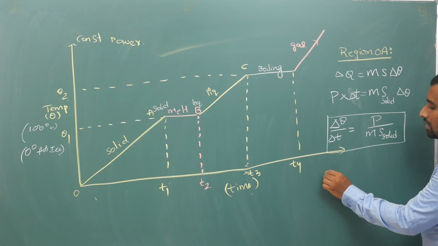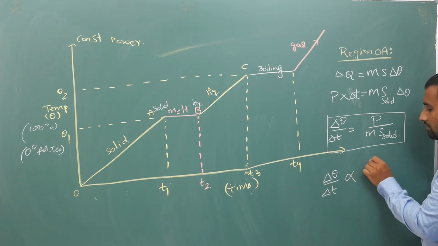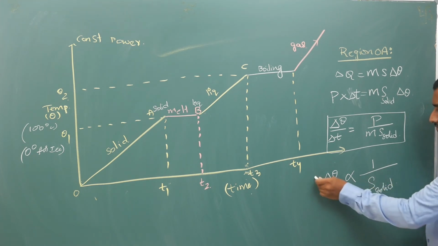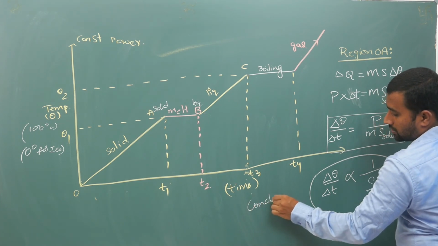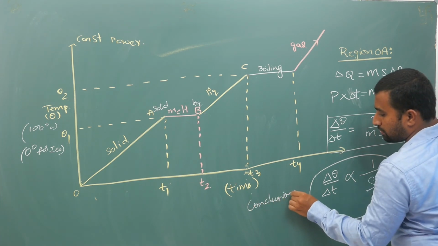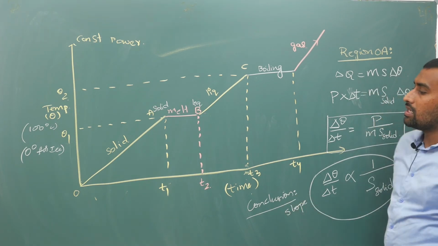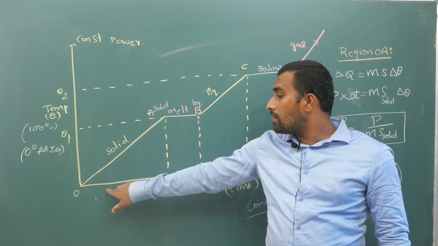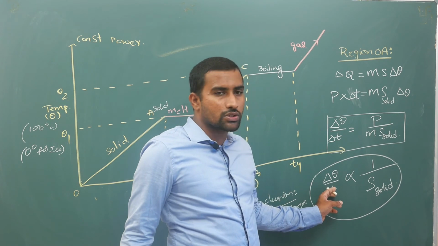From here, your delta theta by delta T is inversely proportional to the specific heat capacity of solid. This is your final conclusion. This part is your slope. If slope is the angle with x-axis, if slope is more, this part is your slope.